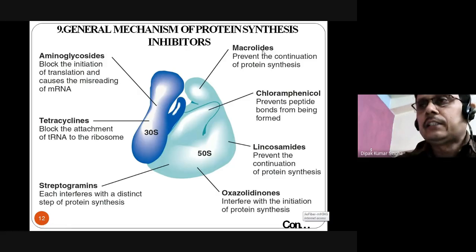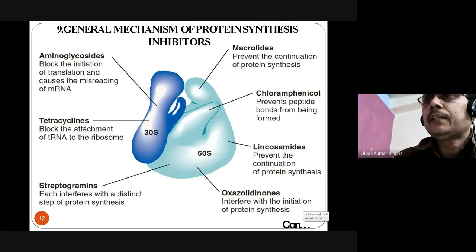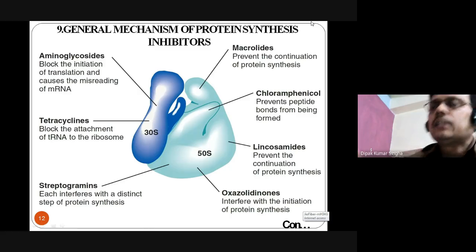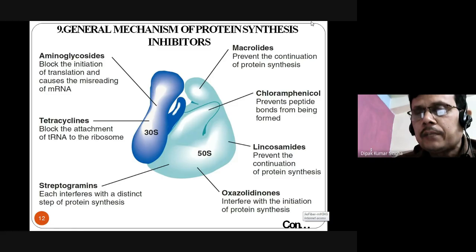Macrolides, erythromycin, azithromycin, prevent the continuation of protein synthesis. Actually, in case of protein synthesis, there are three phases. First one is the initiation, then elongation, and then termination.